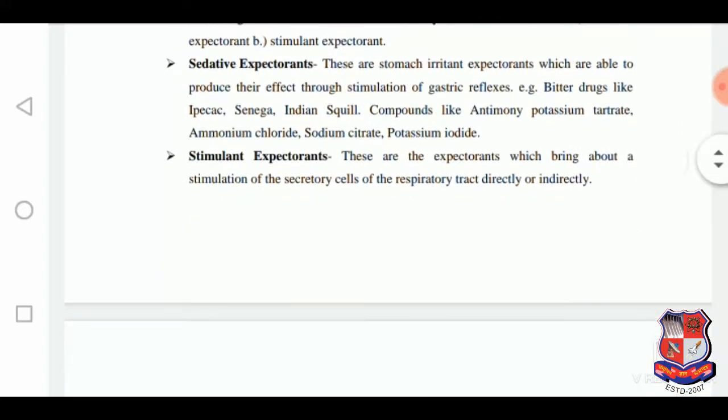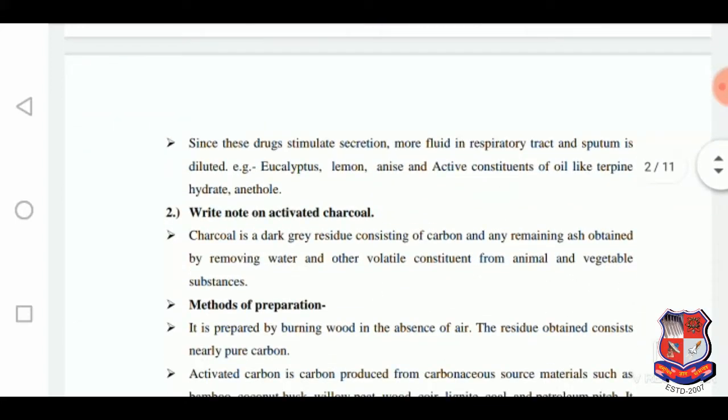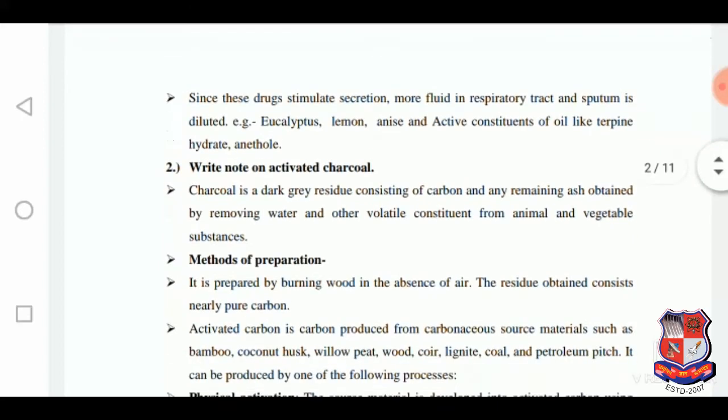Stimulant expectorants are those which bring about stimulation of the secretory cells of the respiratory tract, directly or indirectly. Since these drugs stimulate secretion, more fluid is in the respiratory tract and sputum is diluted. For example, eucalyptus, lemon, anise, and active constituents of oils like terpene hydrate and anethole.